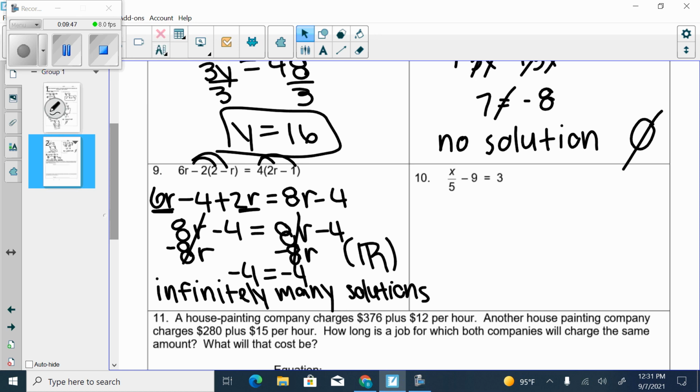All right, what about number 10? What am I doing there? Add the 9. So I got x over 5 equals 12. Times 5, right. I saw this mistake a couple of times on that quiz. So if it's dividing by 5, the opposite of dividing is to multiply. So what did we end up with? Good.